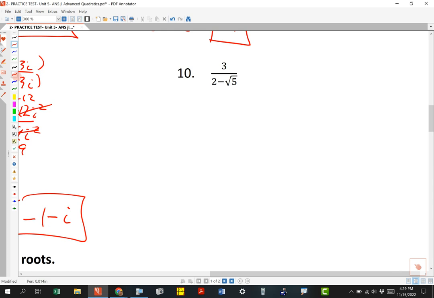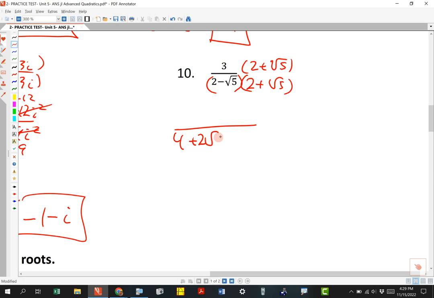Similar type of problem, but this one doesn't involve i's. It just has a radical in it. So we're going to multiply by the conjugate. So that's going to be 2 plus radical 5, 2 plus radical 5. So in the denominator, let's see what we end up with. And I'll write this one out. We end up with a 4, because 2 times 2.